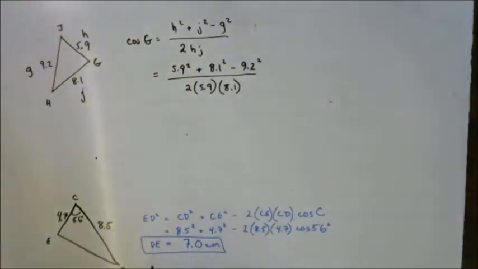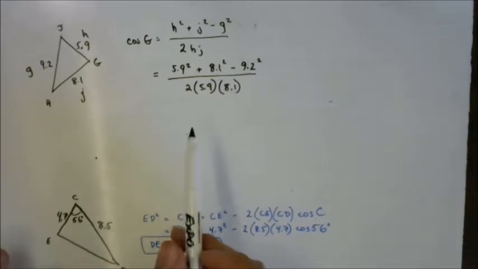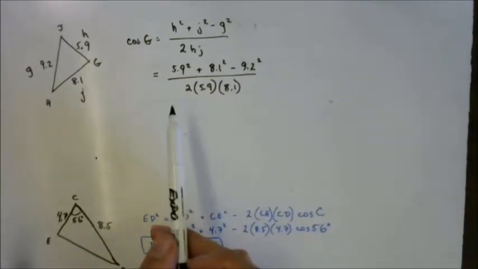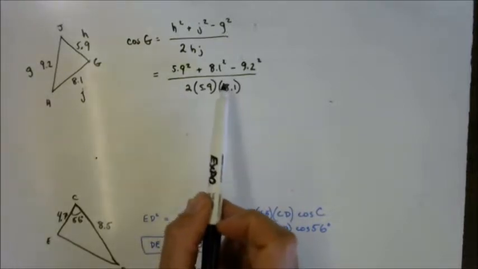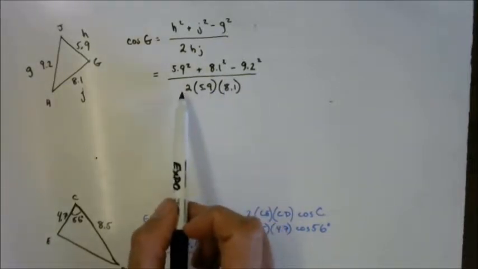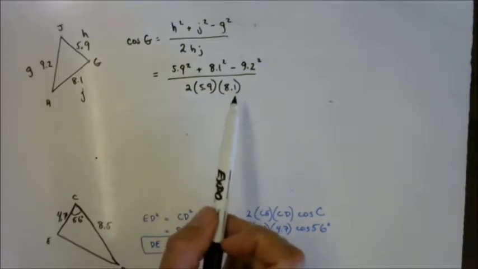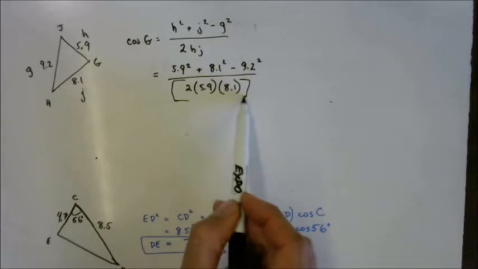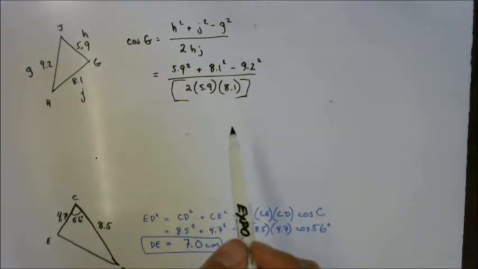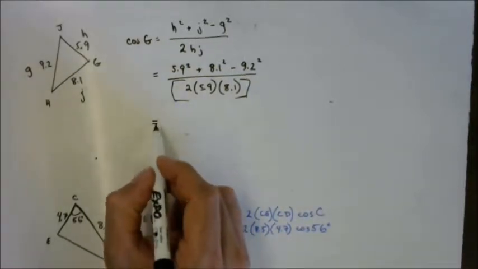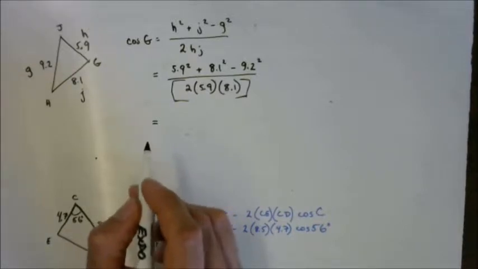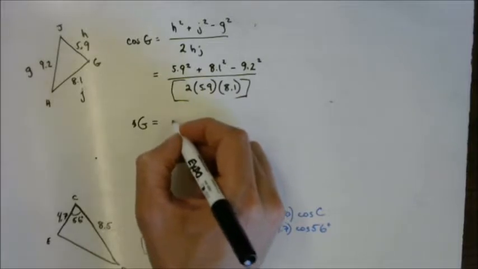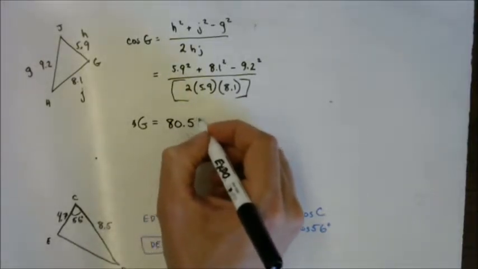And if you're using your brackets properly, your calculator can do this all at once, or you can easily just do it in 2 different things. You just have to be careful that you don't hit divided by 2 and then times 5.9 times 8.1. You have to make sure that this is all bracketed together as a group. Okay? And if you do that correctly, you should end up with a measure of angle G that is 80.5 degrees.